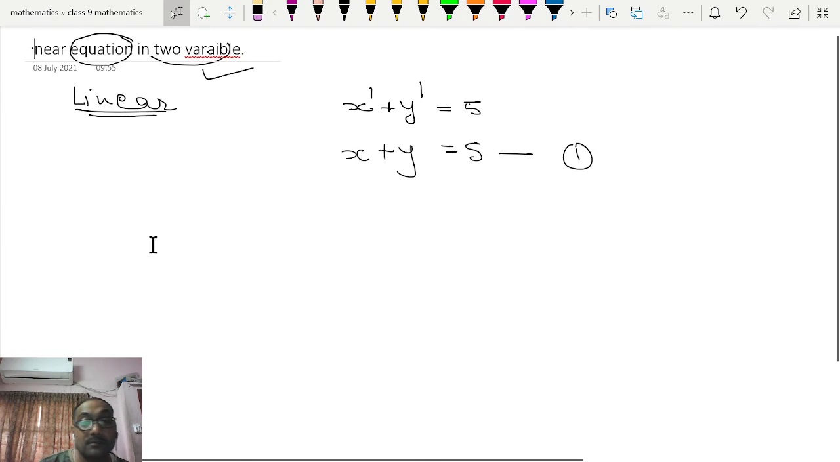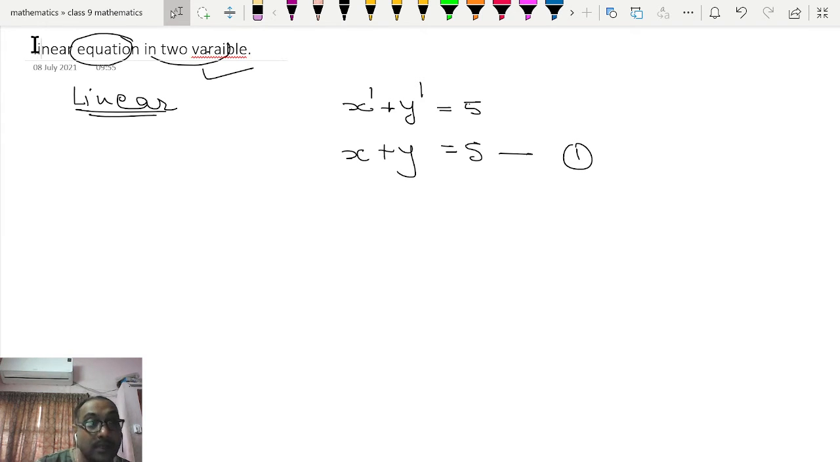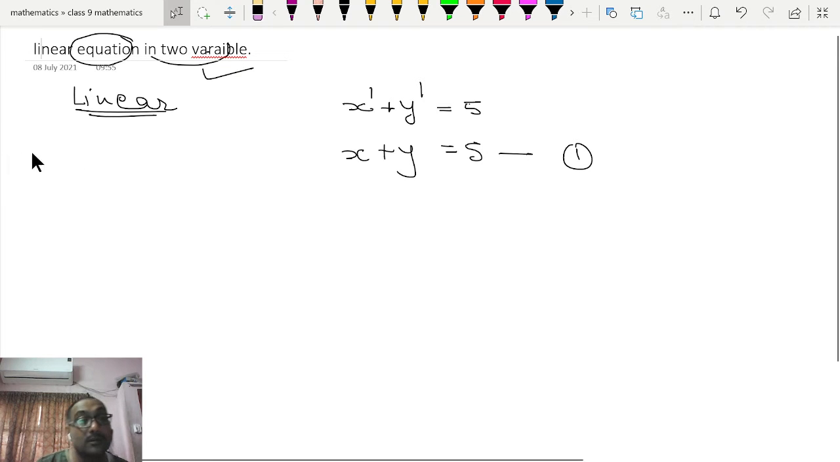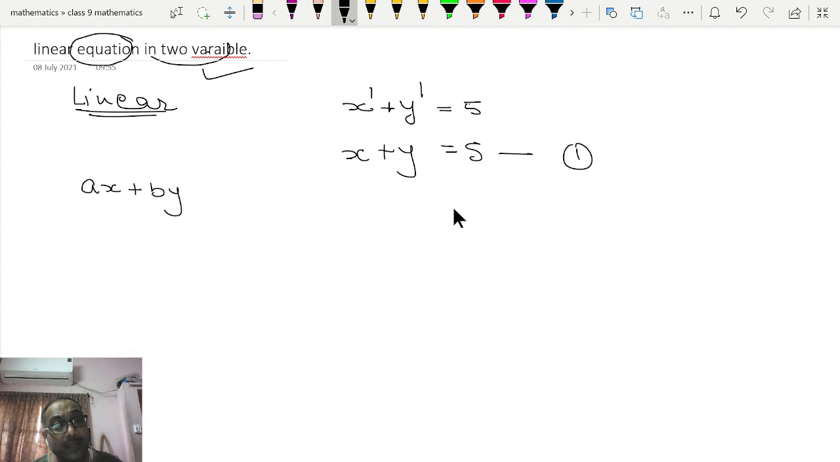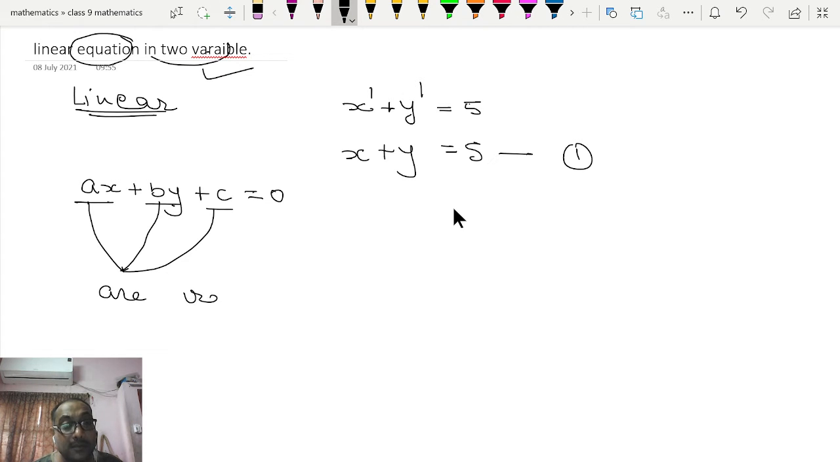Okay, the general form of a linear equation in two variables is ax plus by plus c is equal to 0, where a, b and c are real numbers. Real numbers.